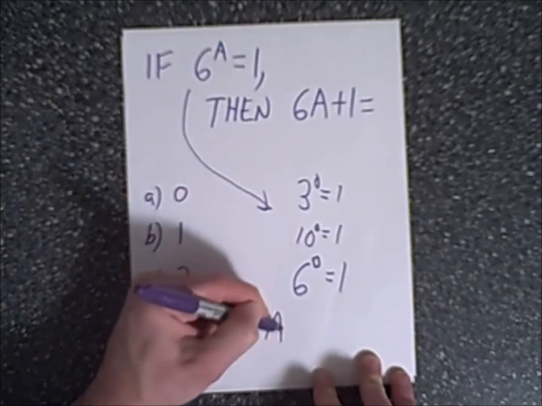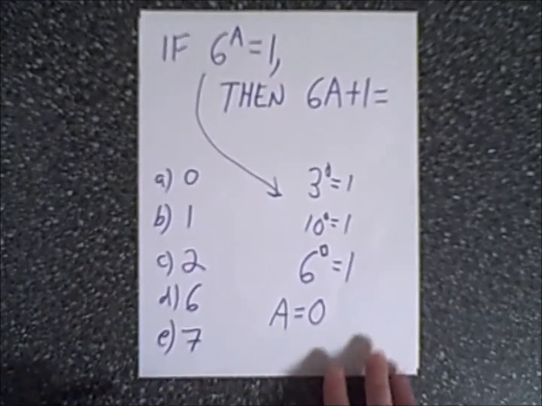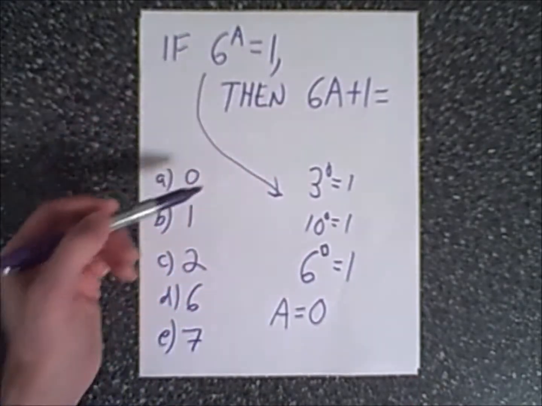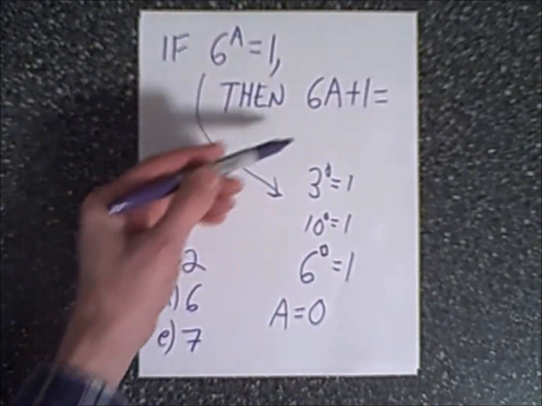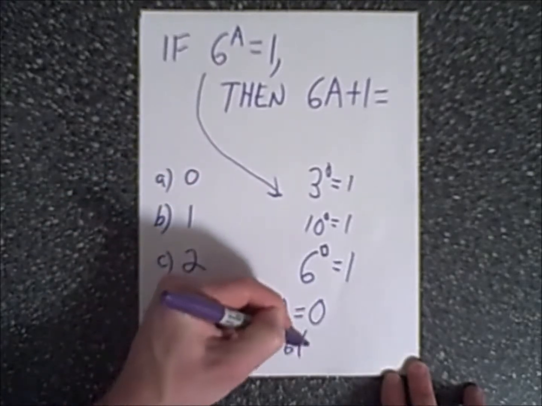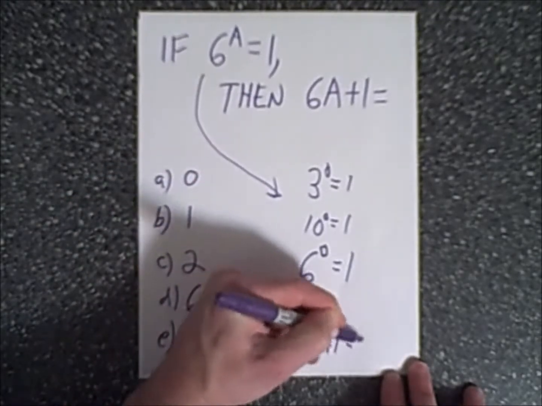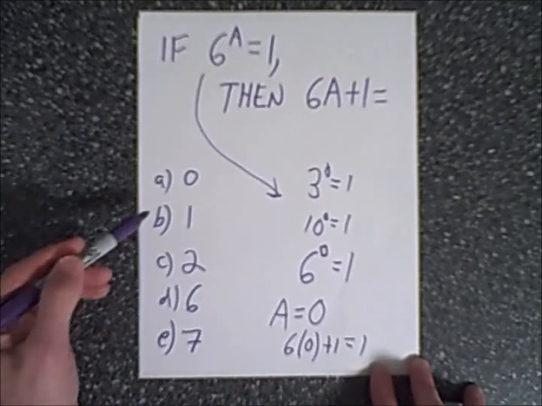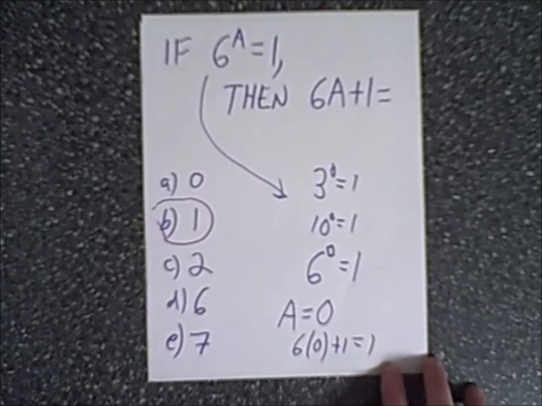Therefore, since a is equal to 0, we simply plug that into the second part of this question, which is 6 times a plus 1. And as we know, 6 times 0 plus 1 is simply 1. And our answer, therefore, is B, 1.